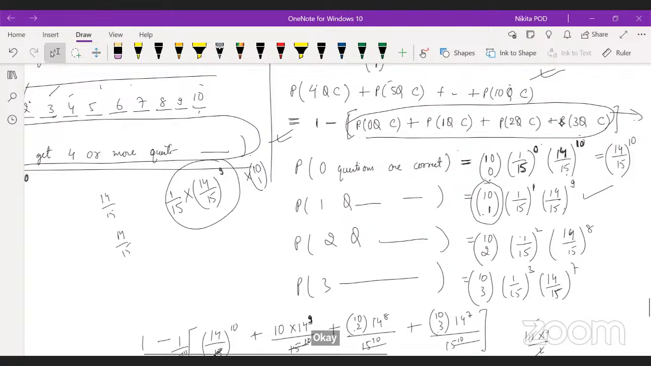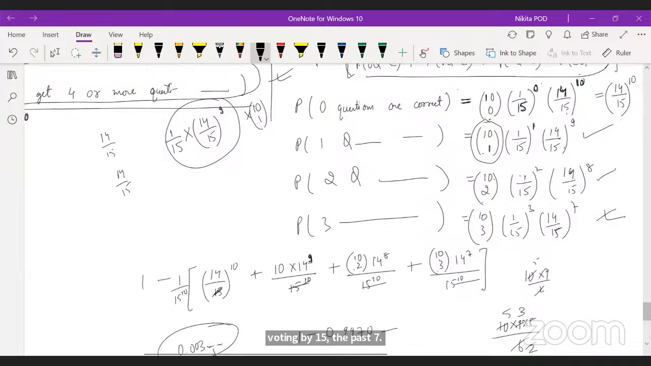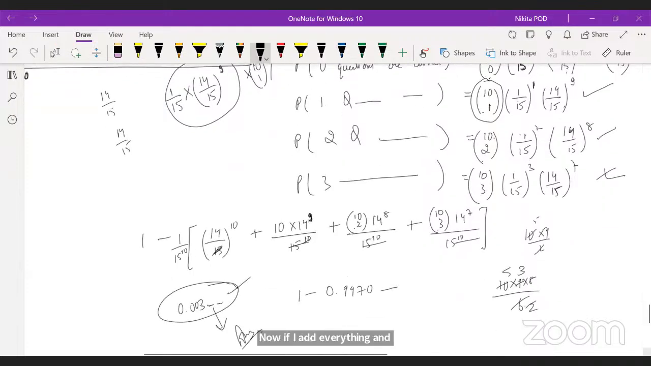Similarly, 2 questions correct means you choose 2 questions out of 10. The probability of these 2 questions to be correct is 1 by 15 squared, and the other 8 to be incorrect is 14 by 15 to the power 8. Then for 3 questions correct, similarly, 10 choose 3, 1 by 15 to the power 3, 14 by 15 to the power 7. Now, if I add everything and subtract it from 1, I should get my answer.